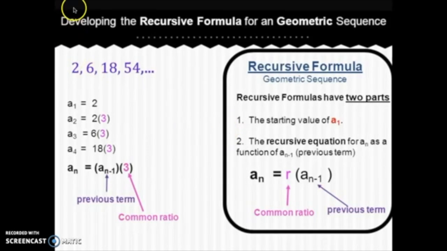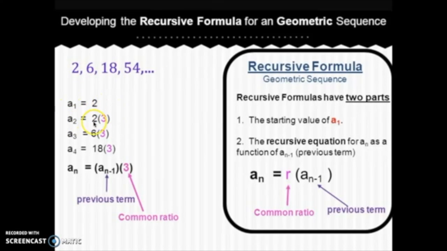So we have the sequence here, 2, 6, 18, 54, and so on. We see that the first term is 2, that's what they're saying right here. To find the second term, it's 2 times 3. Another way to see that is if you're looking at this term, 6 divided by 2 is going to give you 3. If you look at this term, 18 divided by 6 is also going to give you 3. So that's kind of how you get your common ratio.